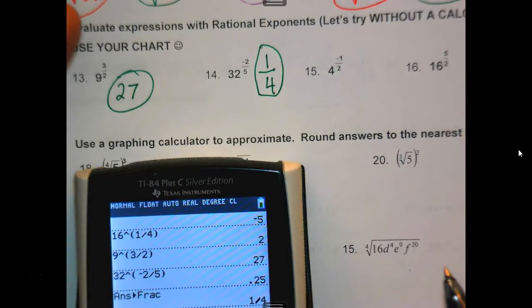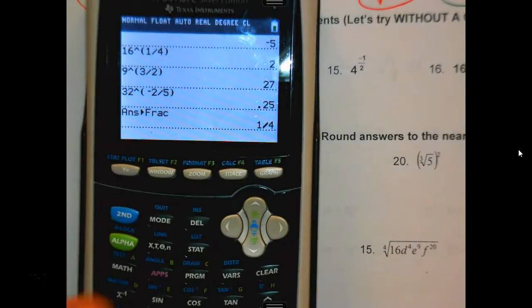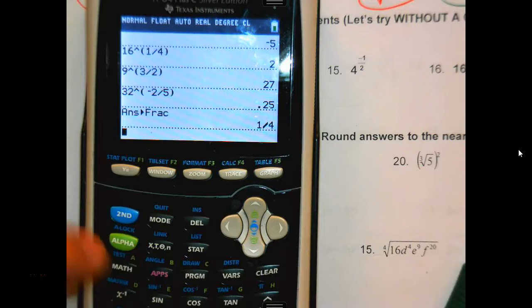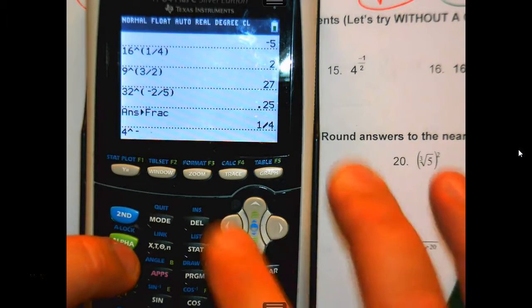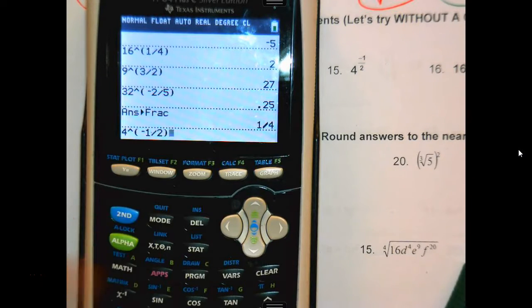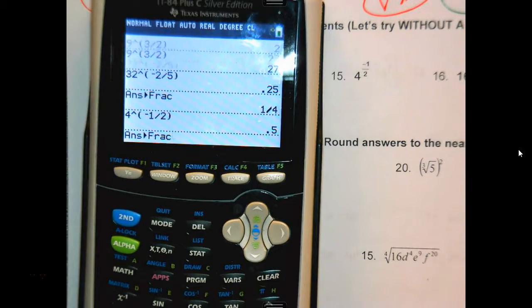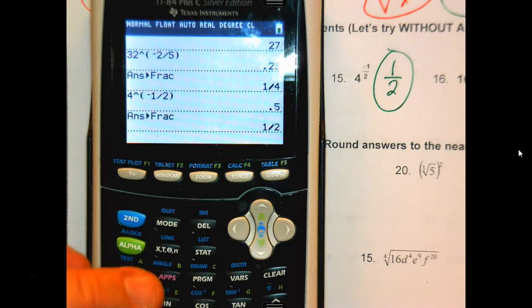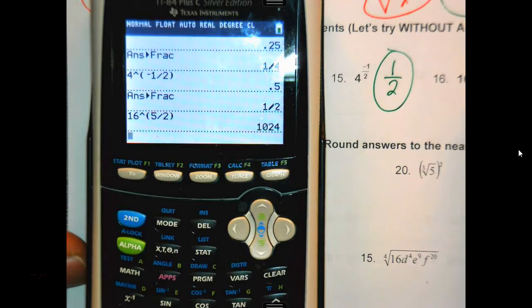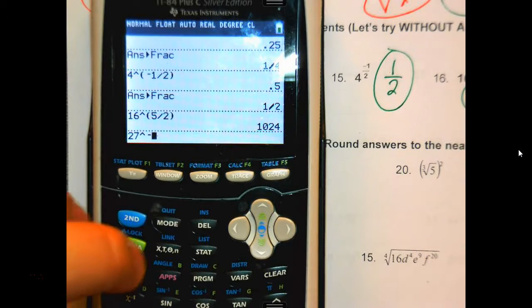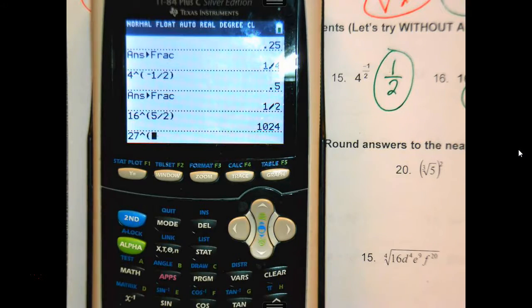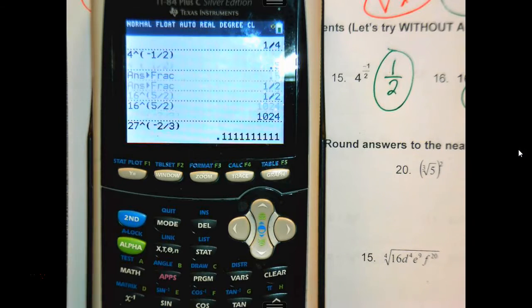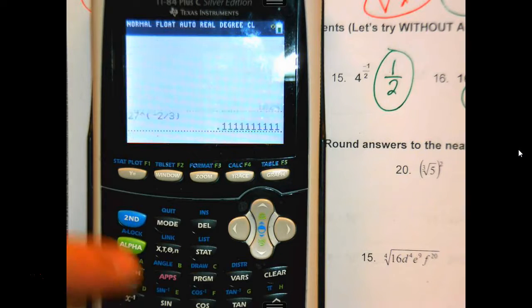4 to the negative 1/2 is going to be negative 2. Negative 1/2. So it's going to be 1/2. 4 raised to the negative 1/2. 0.5, which is 1/2. And 16 to the 5/2. That's 16 raised to the 5 divided by 2, 1024. And 27 raised to the negative 2/3 is 0.11111111. So hit math, enter, enter, 1/9.